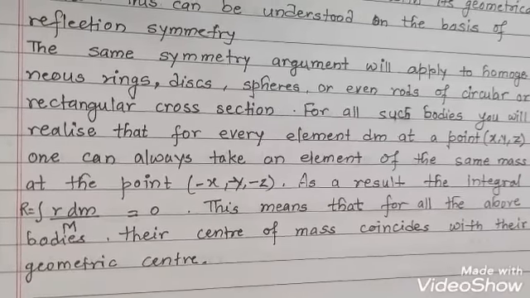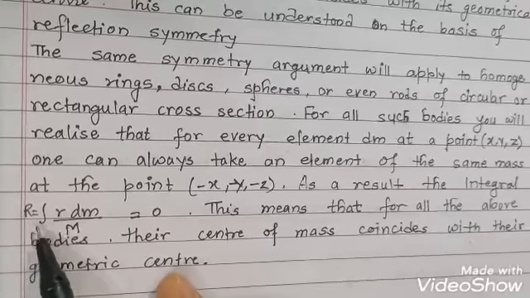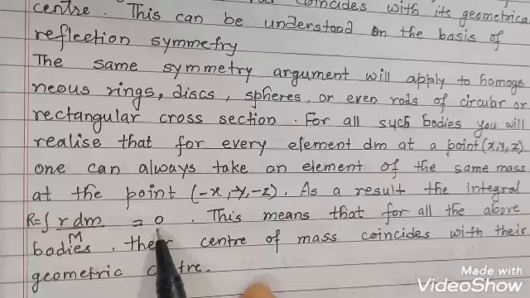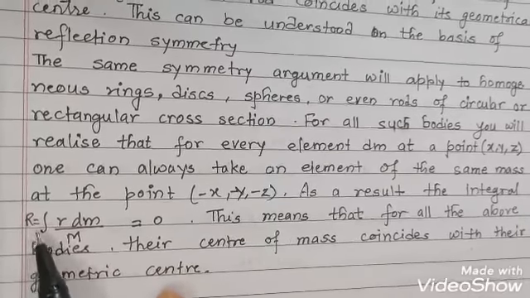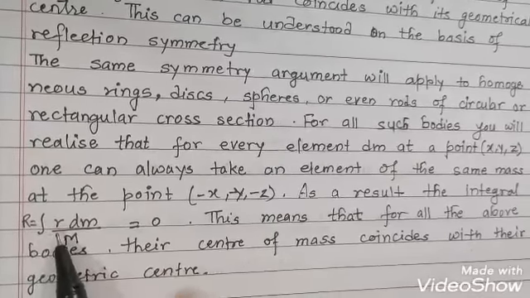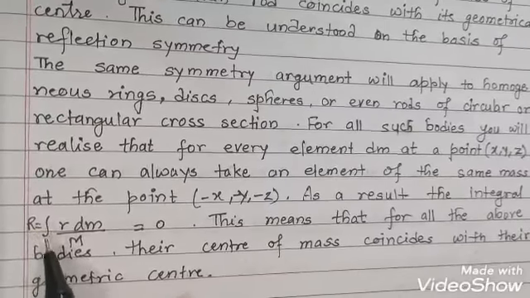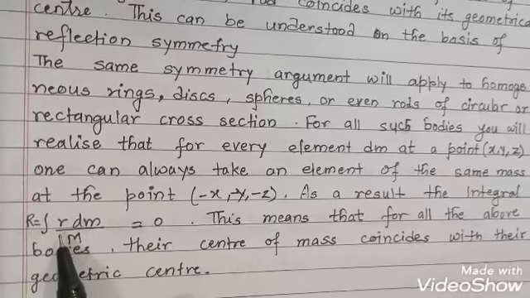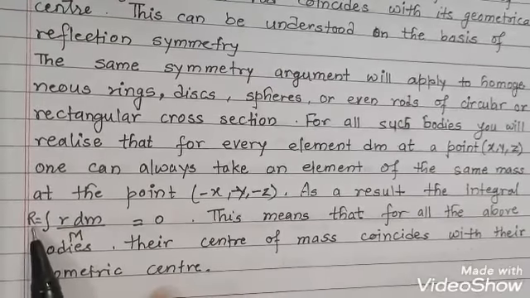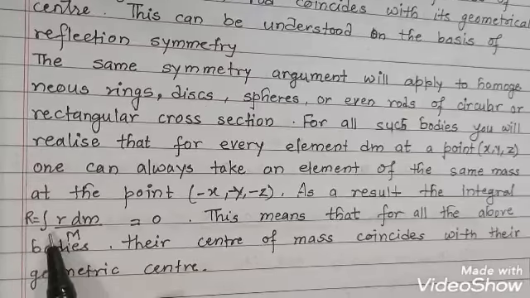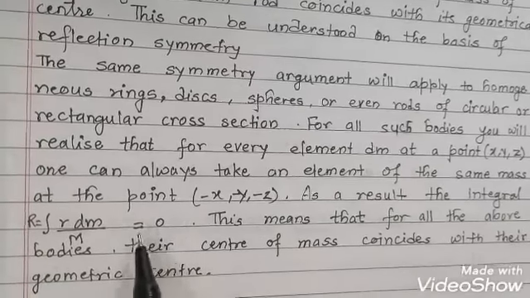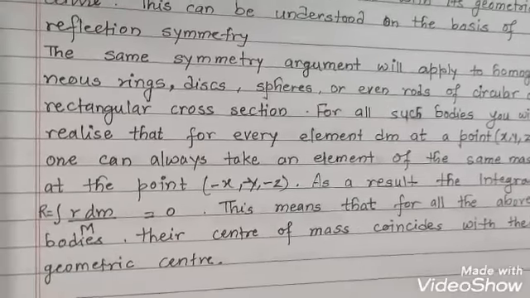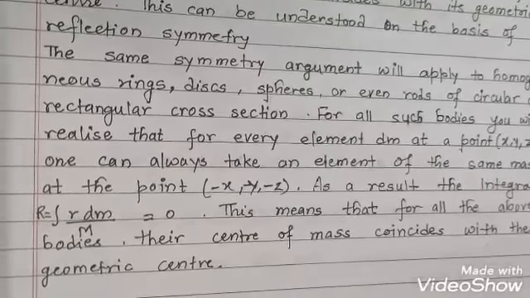So as a result the integral, that is the r integral, 1 upon m ∫r dm, equals 0, or we can say simply that x equals 1 upon m ∫x dm, y equals 1 upon m ∫y dm, and z equals 1 upon m ∫z dm, all equal to 0. So this means that for all the above bodies their center of mass coincides with their geometrical center.